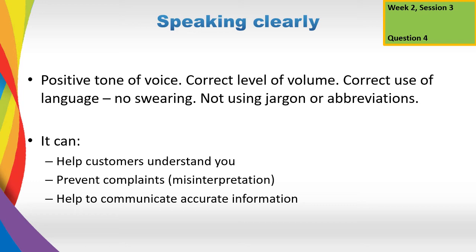An abbreviation, so for example, your funding comes from AEB. That doesn't really make much sense to you. It comes from the adult education budget. So we need to speak clearly and avoid using those things with people that don't understand them, otherwise we're essentially just talking in riddles. By speaking clearly, it helps customers to understand what you're saying. It's going to stop customers from feeling that they need to complain, because hopefully nothing's going to be misinterpreted. And it's going to help to communicate accurate information.